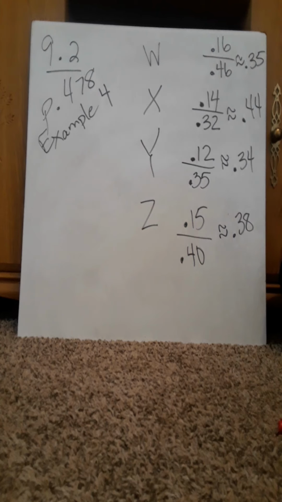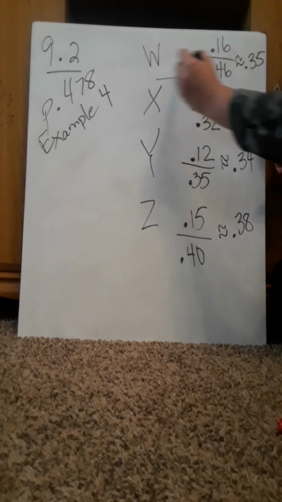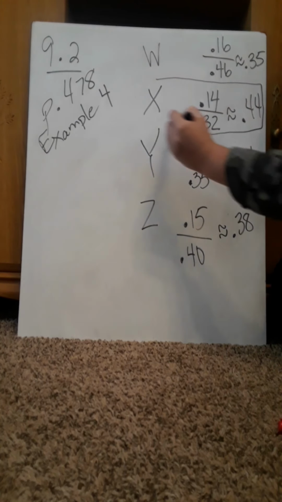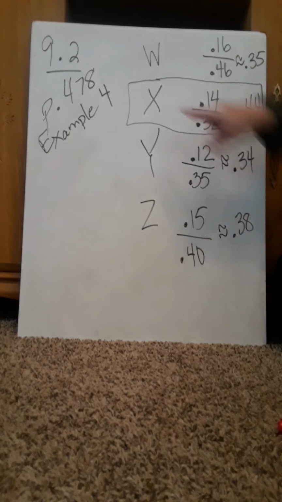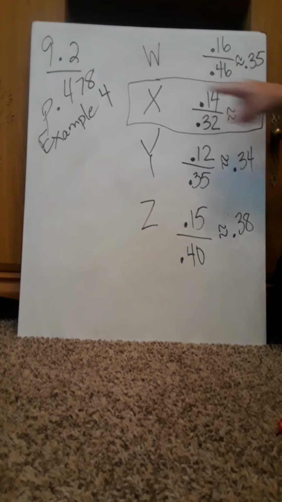So these are your probabilities for each of these four products. These are the probabilities that they bought given that they searched that product. We're looking for the biggest number. The biggest number is this one right here. So product X has the highest probability of getting bought given that somebody searched it.